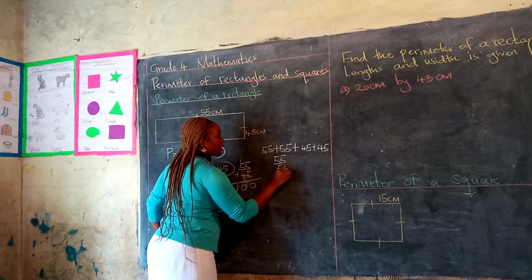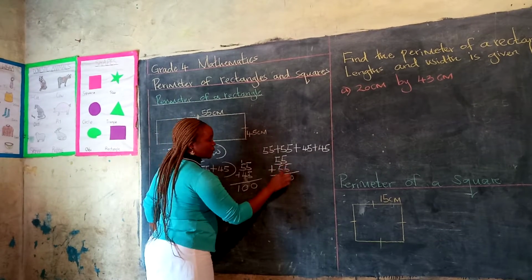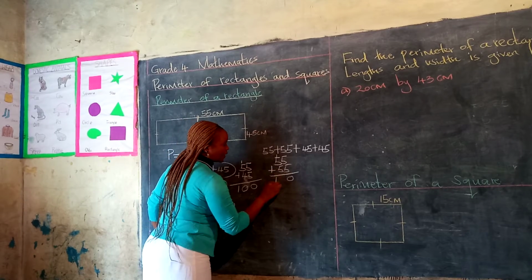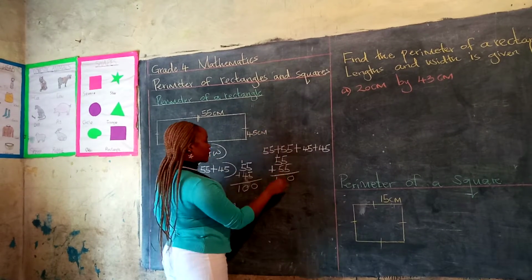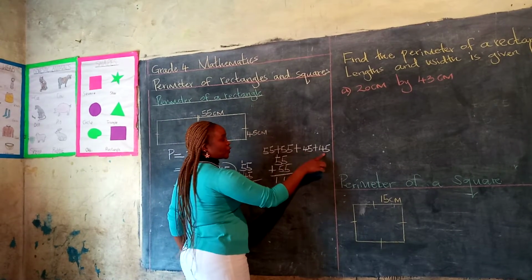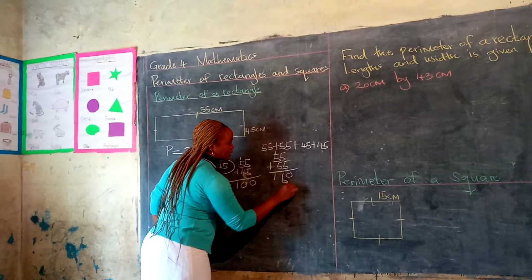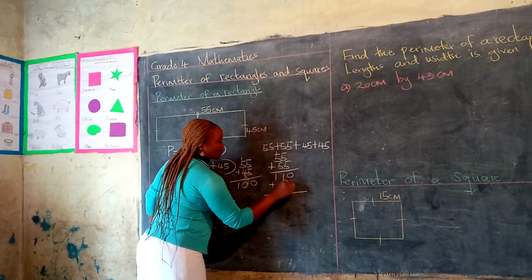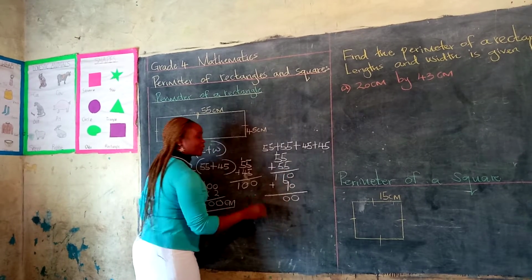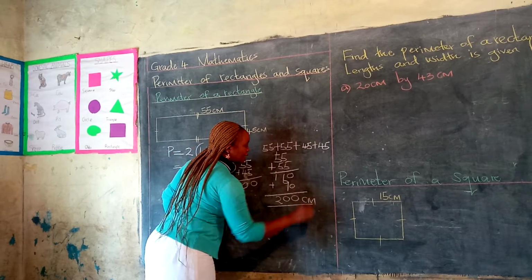55 plus 55. Let's add together. 5 plus 5 is 10. You carry 1. 6 plus 5 is 11. So we have 110. Then we plus 45 plus 45. Let's do it very fast. 45 plus 45 is 90. So let's just write 90 there. We have 0. 1 plus 9 is 10, we have 0, then we carry 1, that is 2. So we have 200 centimeter.